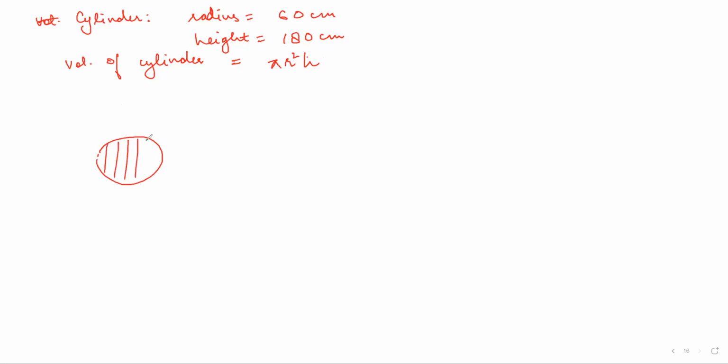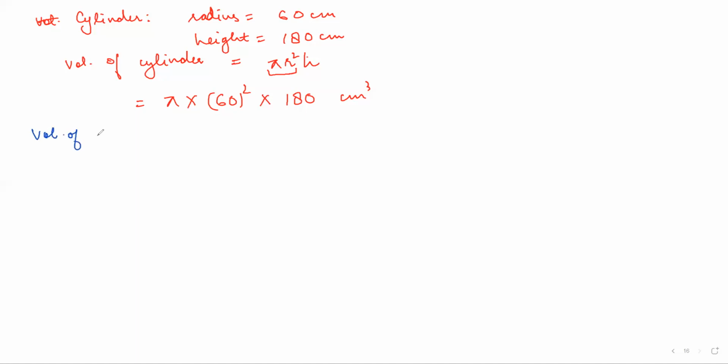For volume you have to take this area and then into height. Getting it? Yes, ma'am. So pi r square is the area of one circle and then height. So that is the volume. Again, pi into radius 60 whole square into 180 centimeter cube. Let's leave it like this. Now, what do we have to find? Volume of water left in the cylinder.